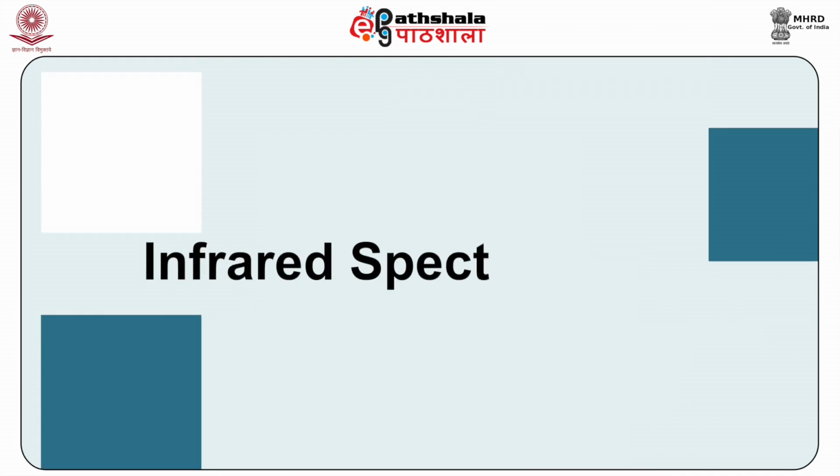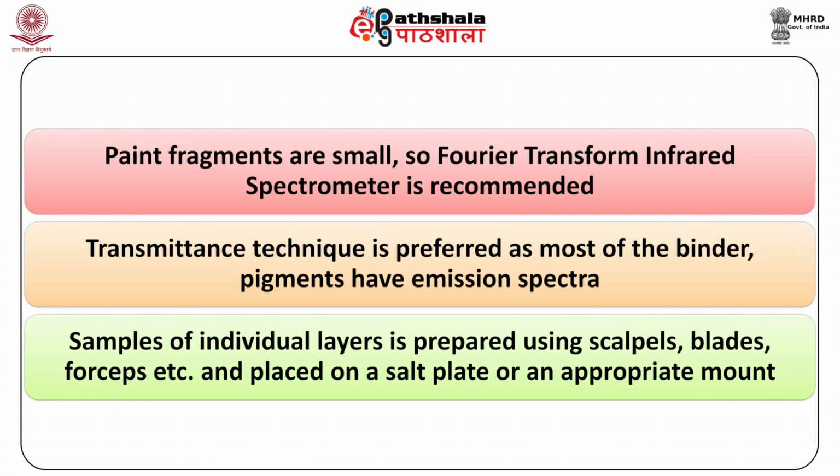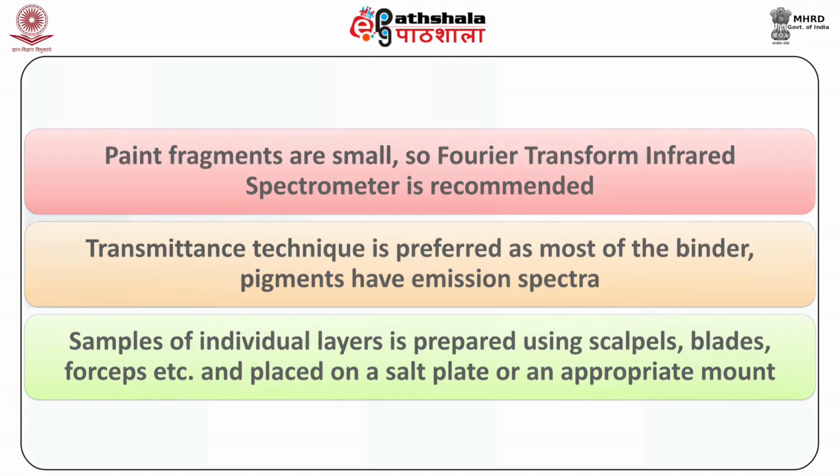Now, infrared spectroscopy. Since the paint fragments are small, a Fourier transform infrared spectrometer is recommended. Out of transmittance or reflectance techniques, it is the transmittance technique which is preferred, as most of the binder pigments have emission spectra. In this type of spectroscopy, samples of different individual layers are prepared using scalpel blades, forceps, etc. and placed on a salt plate or an appropriate mount.